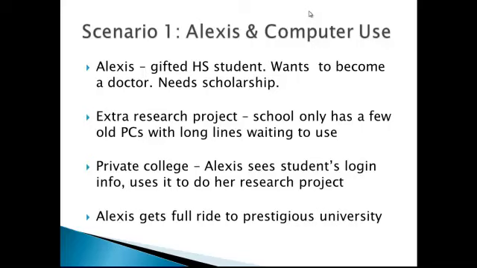Alexis has a private college near her home, and she decided to go there in the evening to see if there would be computers available there. The computers required a login from an enrolled student at the private college, and Alexis peered over the shoulder of one of the students and obtained their username and password. Then she went to another computer and used it so that she could get onto the computer and do her research project on this private college's resources. As a result, Alexis received an A on the project, received straight A's in high school, and got a full ride to a prestigious university.